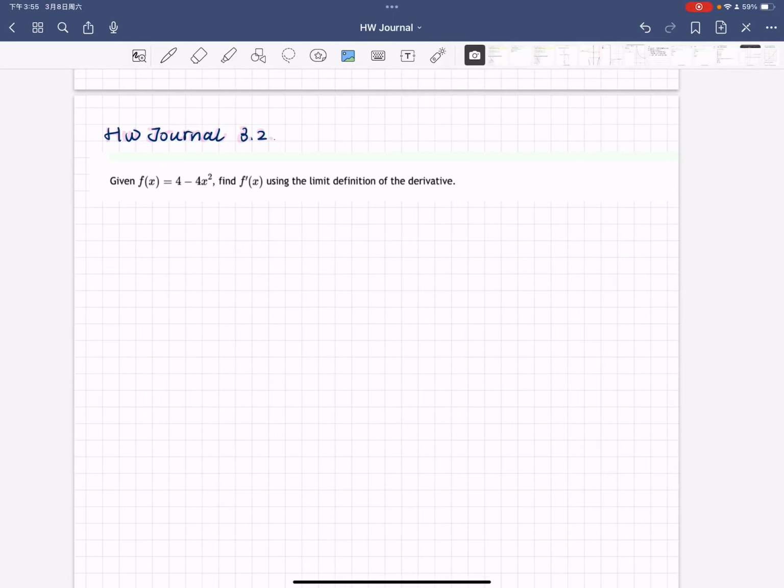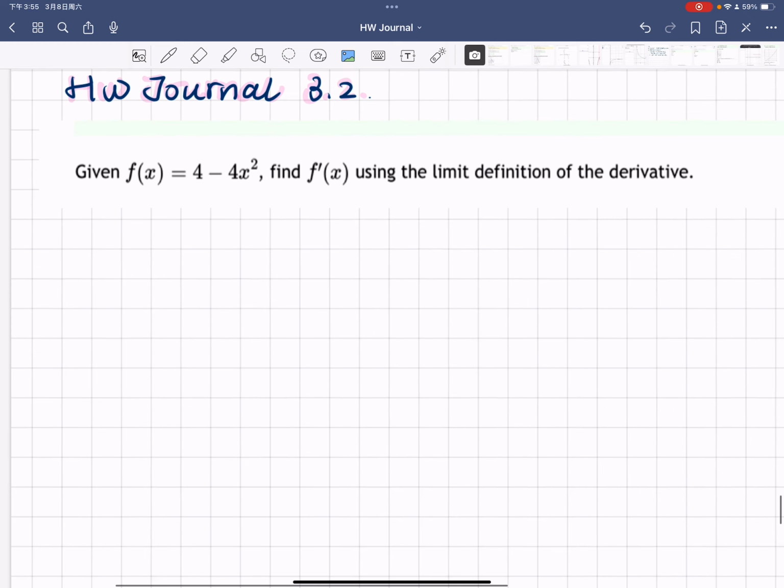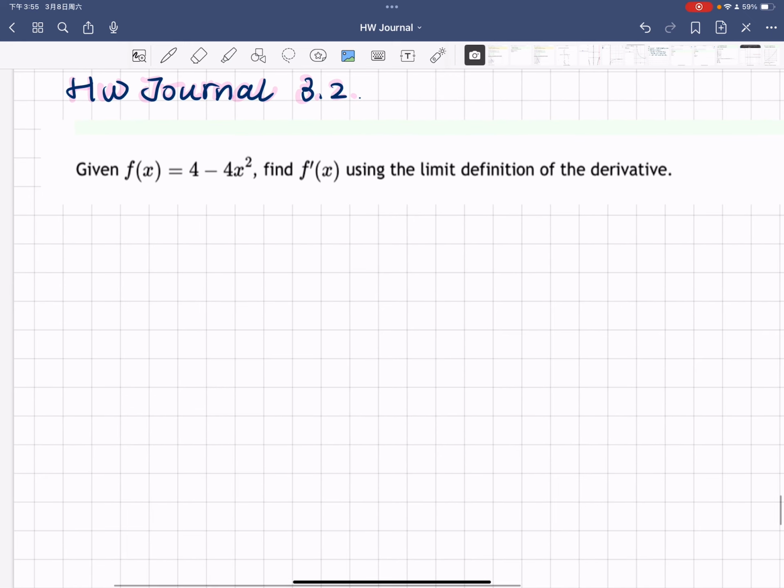Here we're going to be working on the homework journal question for 3.2. So in this statement, given f of x equals 4 minus 4x squared, find f prime of x using the limit definition of the derivative.